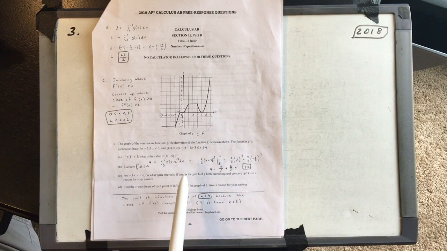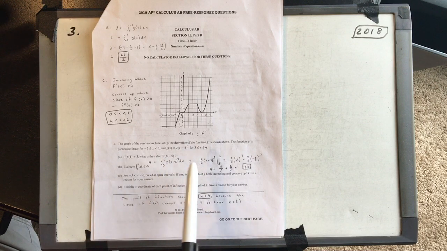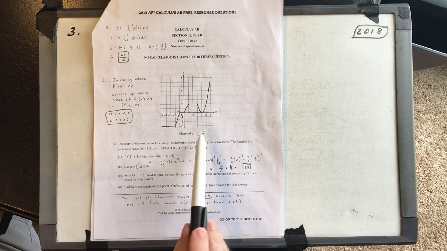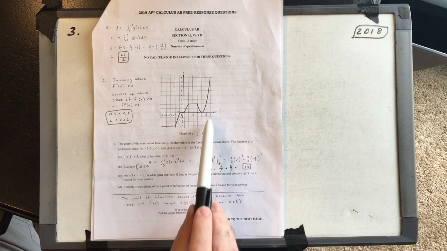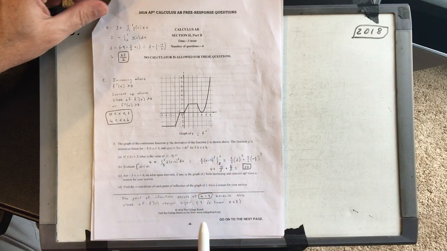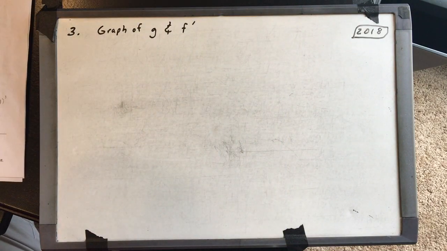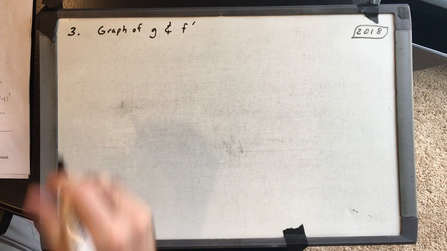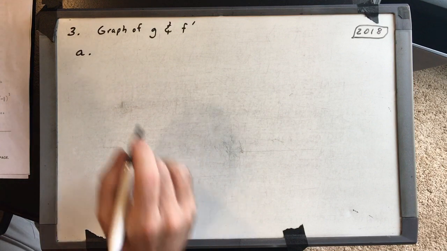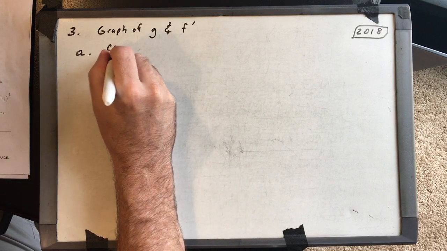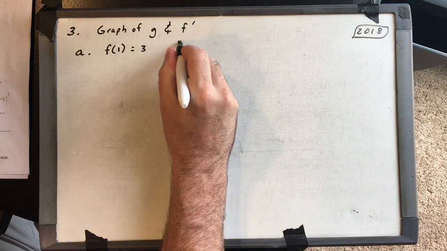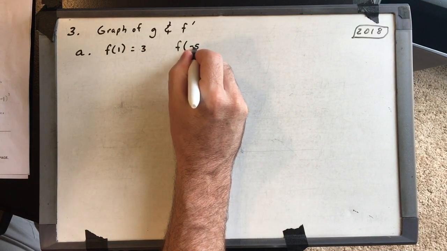So we're going to be able to answer questions about concavity, increasing and decreasing, concave up, concave down, from this graph. And we'll also answer some questions about g as well. So part A says, f of 1 is equal to 3. What is the value of f of negative 5?